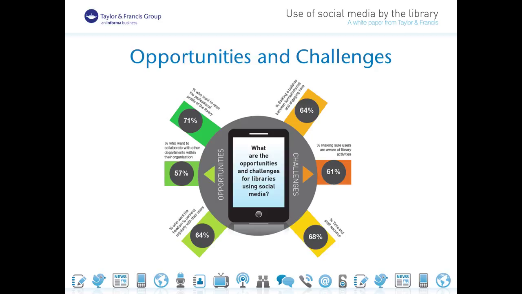So this screenshot here is from one of our accompanying infographics to the white paper, and it summarises some of the key opportunities and challenges that librarians see social media representing. Opportunities on the left there in green and challenges on the right-hand side in orange and red. To look at this in more depth, I'll now separate some of the specific opportunities and challenges which were highlighted in the survey findings.